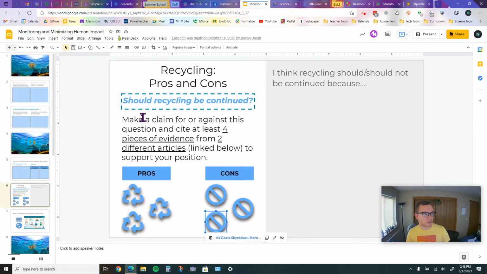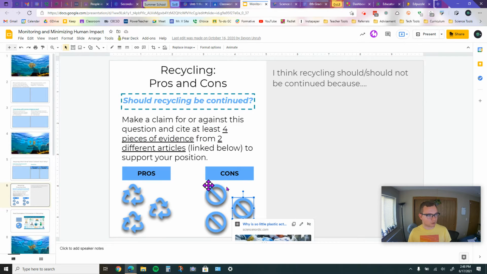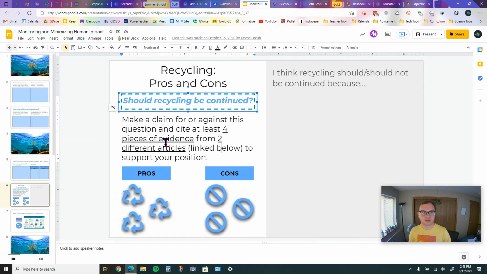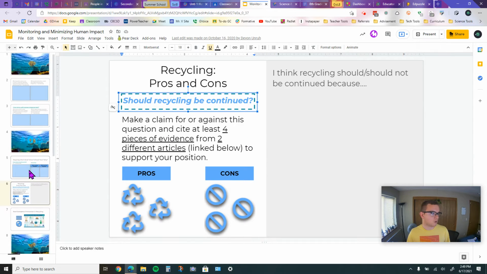You're going to try and make a claim of should recycling be continued, yes or no, and then try and use at least 4 pieces of evidence from 2 different articles, whether you're pro or con, to support your position. So if you're very pro recycling, you probably want to use at least 2 of these articles here. If you're against recycling, you'll be looking at them over here.